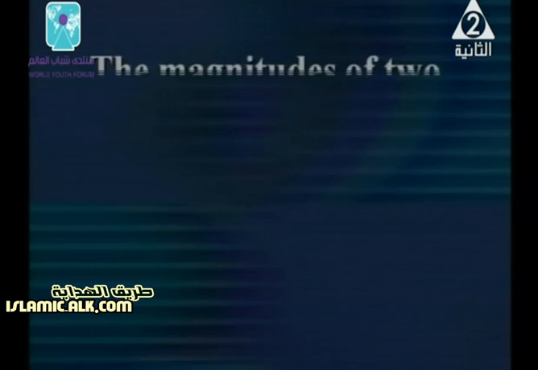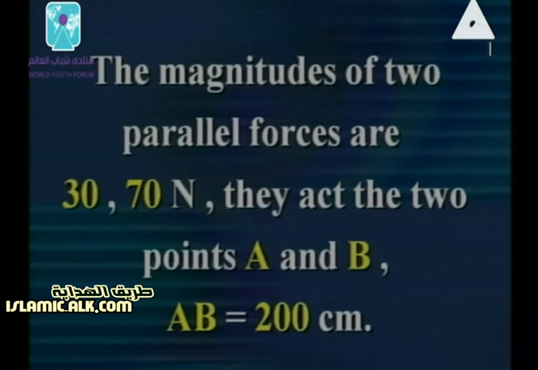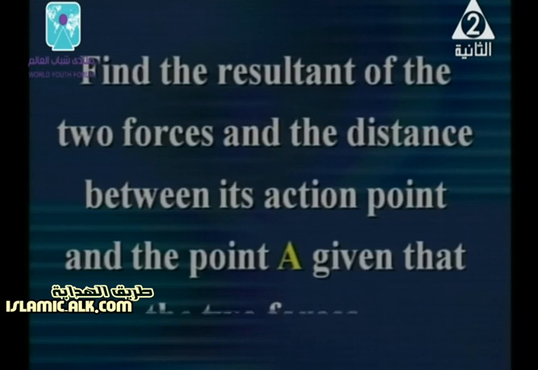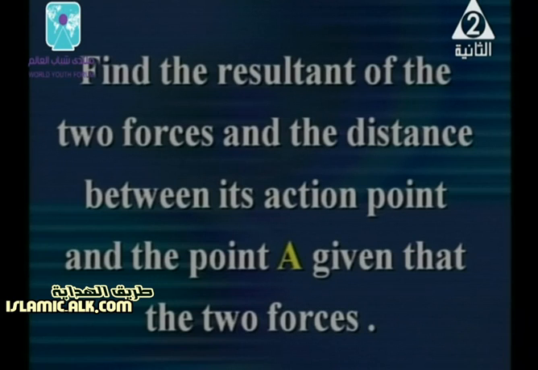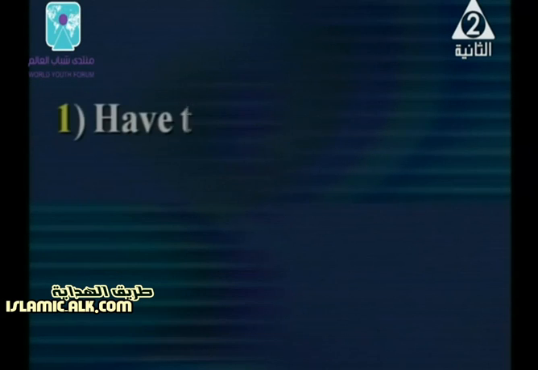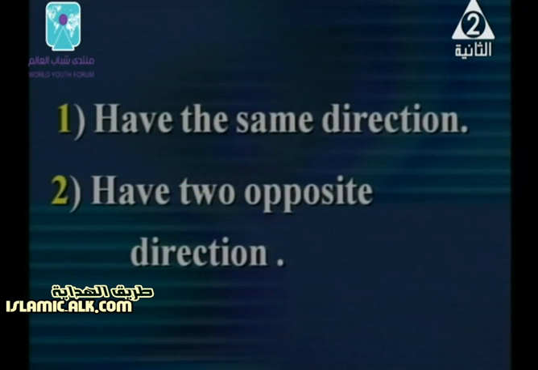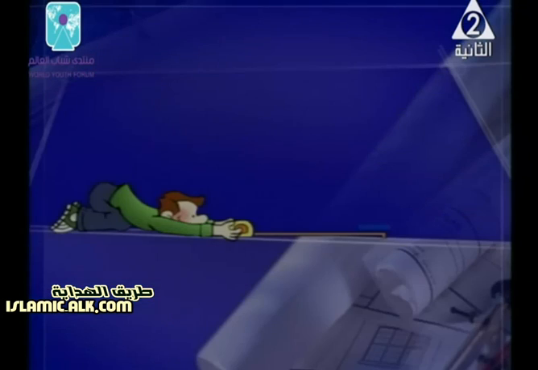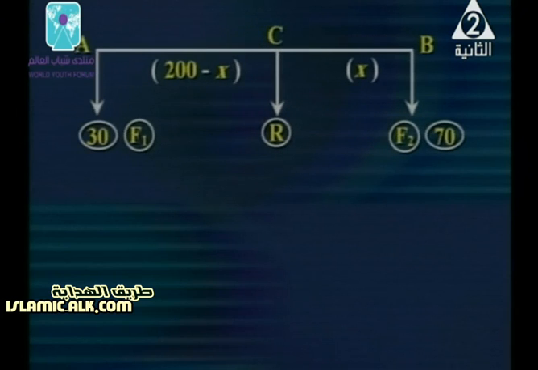Another example. The magnitudes of the two parallel forces are 30 and 70 Newton. They act at the two points A and B. AB equals 200 centimeter. Find the resultant of the two forces and the distance between its action point and point A, given that the two forces, number one, have the same direction, number two, have opposite directions. Solution. Look at, dear student, we have two forces, F1 equals 30, F2 equals 70, distance AB equals 200.